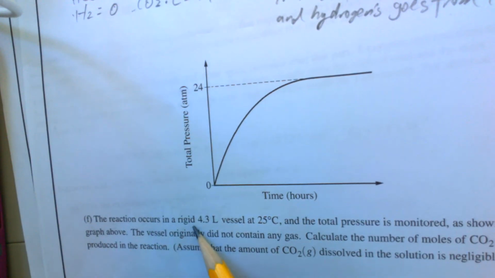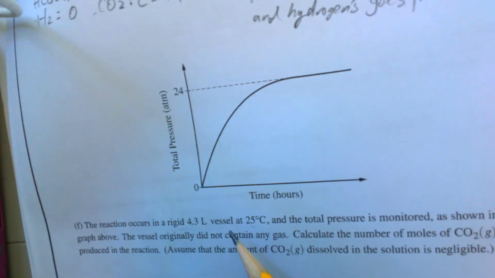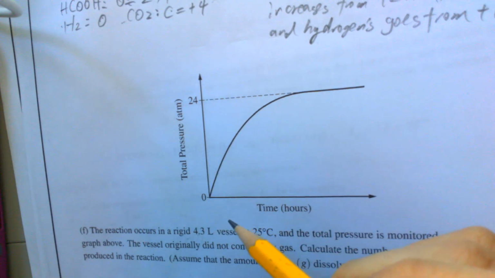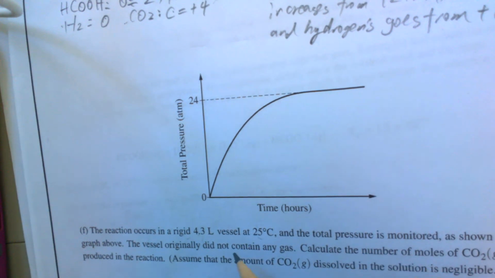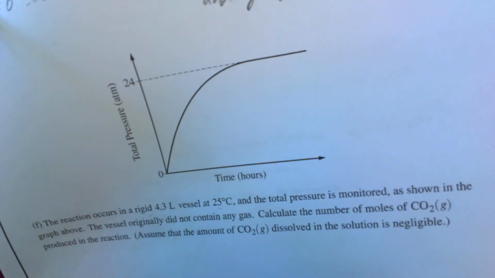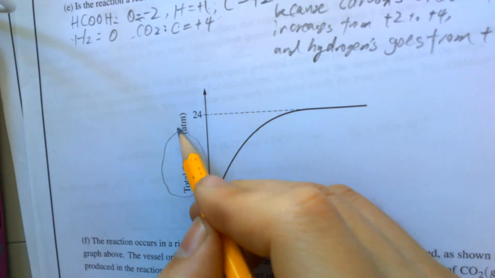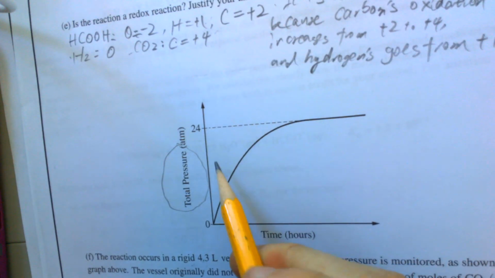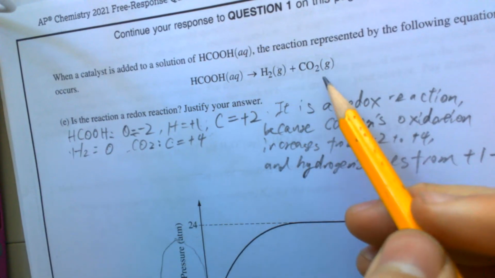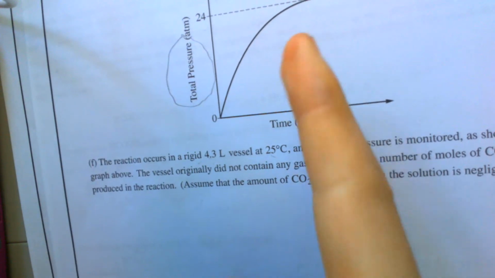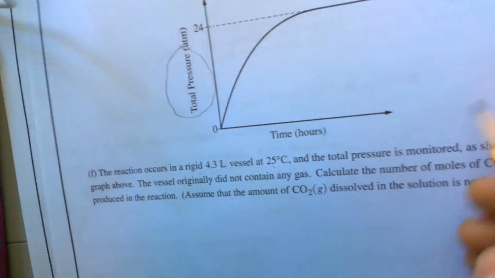And as you can see, the reaction occurs in a rigid 4.3 liter vessel at 25 degrees Celsius. And this is the graph of the total pressure of gas inside the vessel versus time. So we need to calculate the number of moles of CO2. And you remember this is total pressure. So what that means is the pressure results from both hydrogen and carbon dioxide. So first, we need to calculate the total moles of both hydrogen and carbon dioxide.